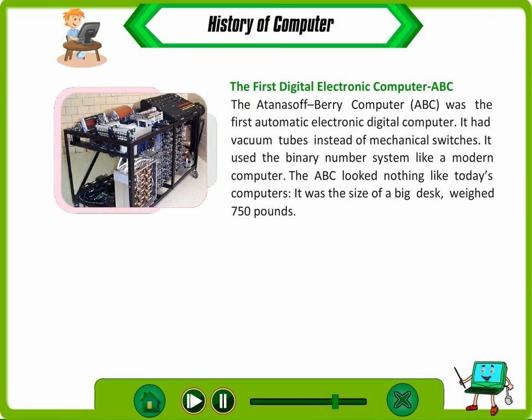The first digital electronic computer, ABC. The Atanasoff-Berry Computer, ABC, was the first automatic electronic digital computer. It had vacuum tubes instead of mechanical switches. It used the binary number system like a modern computer. The ABC looked nothing like today's computer. It was the size of a big desk and weighed 750 pounds.